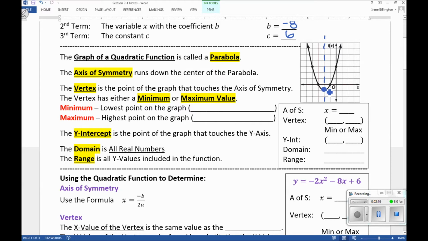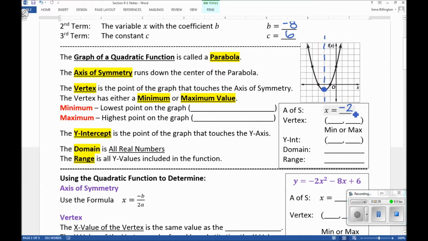Let's take a second here. Let's look at this box underneath our graph. Let's start filling in some of this information. First off, it's asking me what is the axis of symmetry. So we drew that dotted line down the center. What is the x value that our dotted line is going through? It's going through the x value of -2.